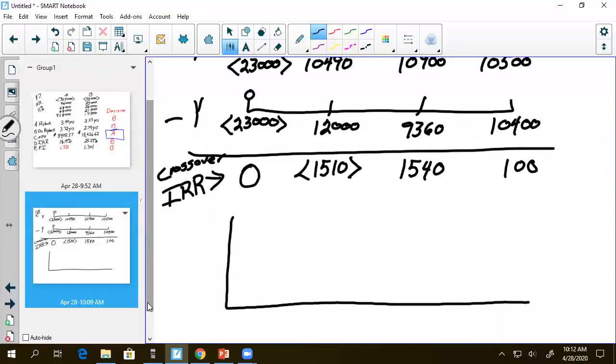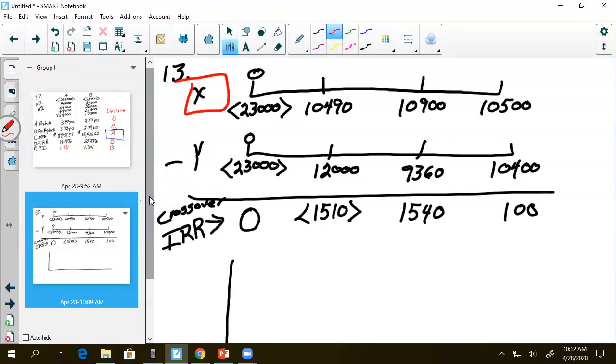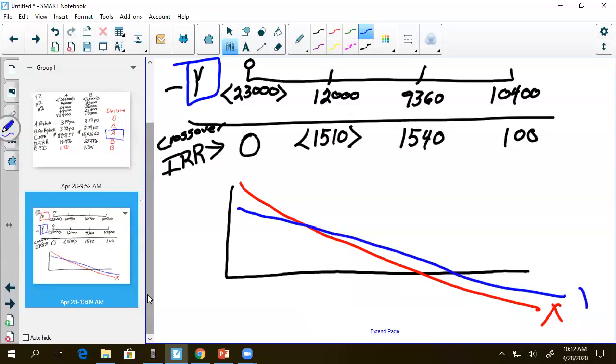I got 8.11. Yes. Okay, so what that means is let's say project X is red, right? And project Y is going to be blue. Okay. So we would have something like this, that's X. And we would have something like this is Y. Looks about the same, doesn't it? Then right here, this is 8.11%.